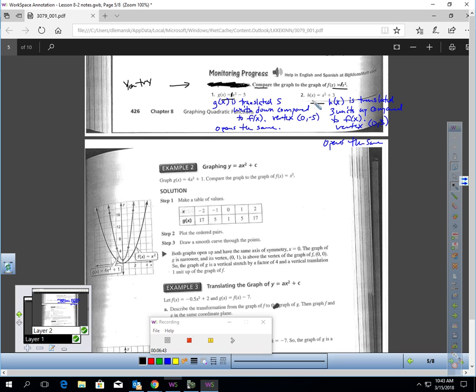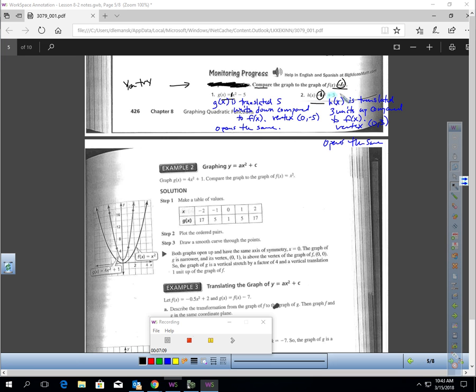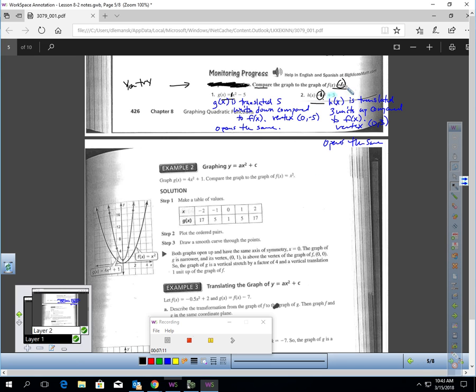In question 2, h of x would be translated 3 units up compared to f of x. Its vertex is (0, 3). How do I know that? Well, right here, look at, we're adding 3 to the parent function. It's moving it up 3. However, they open the same. How do I know? Because in both the parent function and h of x, the a value is 1. So they're going to look the same, it's just this is moved up 3 units.